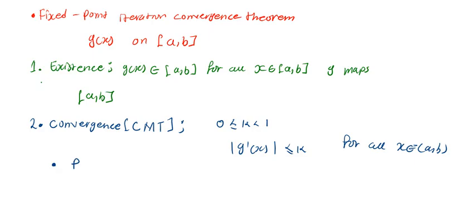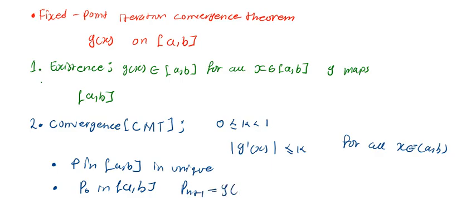Then the conclusion that we're going to make is that firstly there's a fixed point P in a comma b. Well, let me say there is a fixed point, but what's unique is that P in a comma b is unique. All of this is going to make sense when we do an example. Then the other one is that for any starting point P naught in a comma b, the iteration P sub n plus 1 equals g of P sub n converges to P.